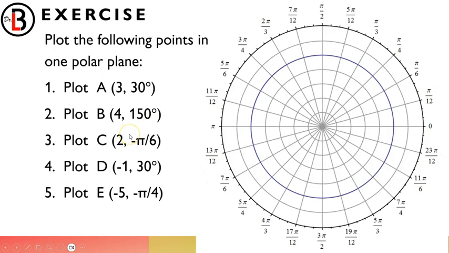Let's just have some exercises. Again, plotting (3, 30°). Let's go to 30 degrees. 3 units is 1, 2, 3. This is the plot of A.